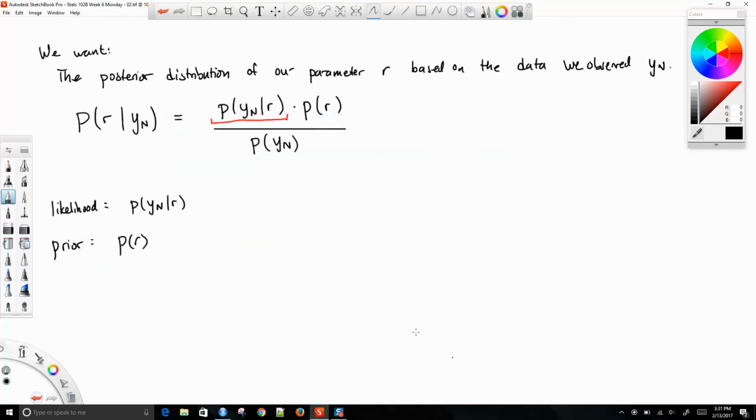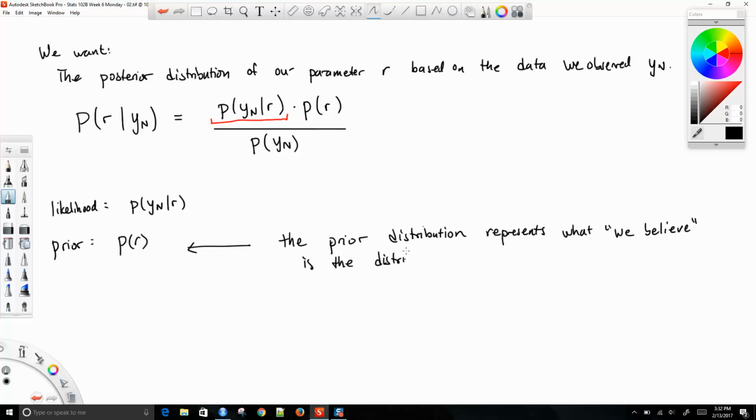This is the distribution of our parameter R before we've taken a look at the data. It's called the prior distribution because it's before we look at the data. The prior distribution represents what we believe is the distribution of R before we take a look at the data.